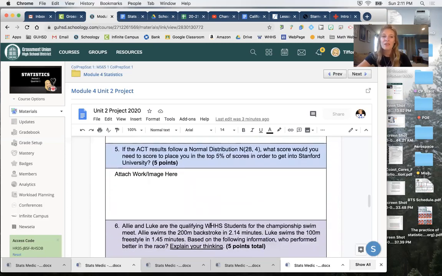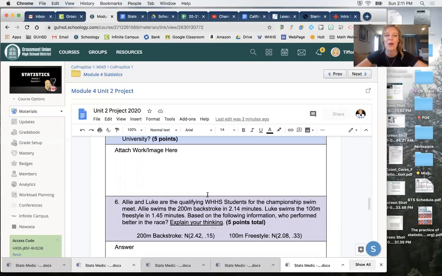Number 5, if ACT results follow a normal distribution with a mean of 28 and a standard deviation of 4, what would you need to score in the top 5% of scores to get into Stanford University? We did several problems on Tuesday for this lesson, whether you were in my Zoom session or went through and looked at the videos and the work. I actually did 5% a couple times. So go back and watch those videos in this week's lesson on Tuesday if you have any questions on that one.